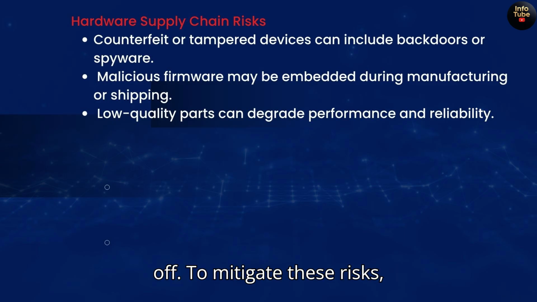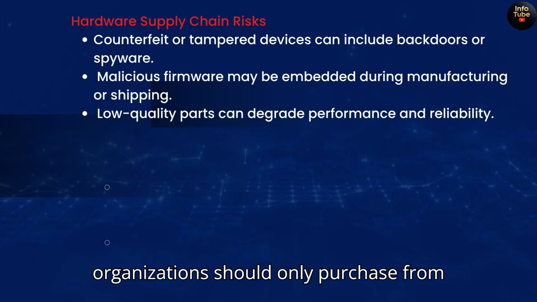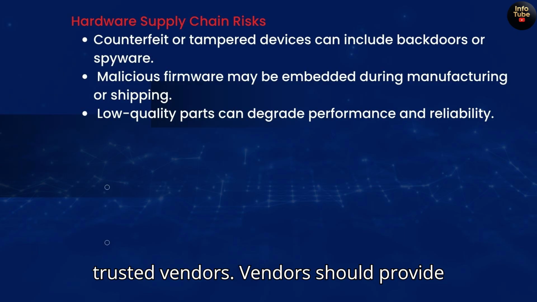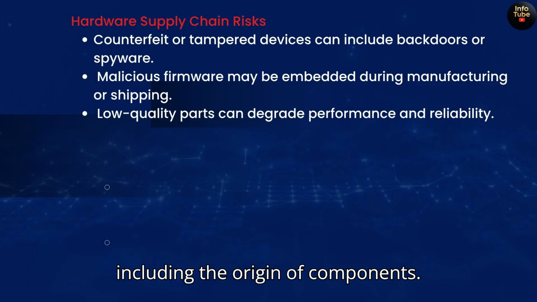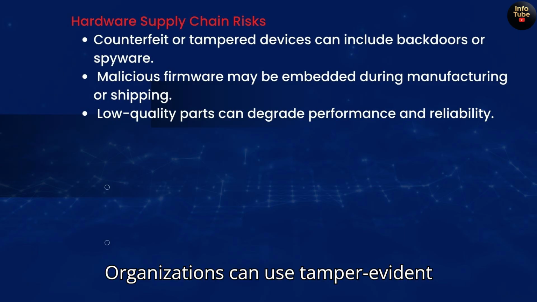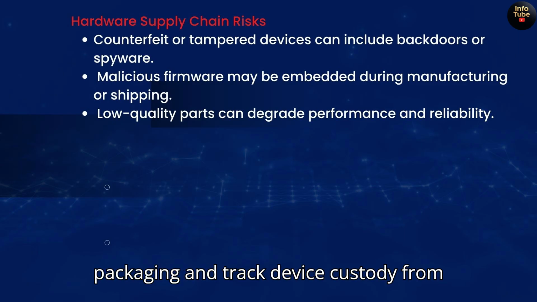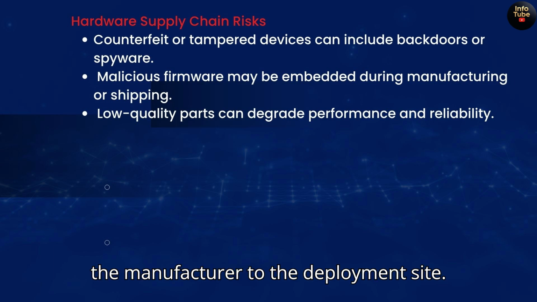To mitigate these risks, organizations should only purchase from trusted vendors. Vendors should provide detailed supply chain documentation, including the origin of components. Organizations can use tamper-evident packaging and track device custody from the manufacturer to the deployment site.